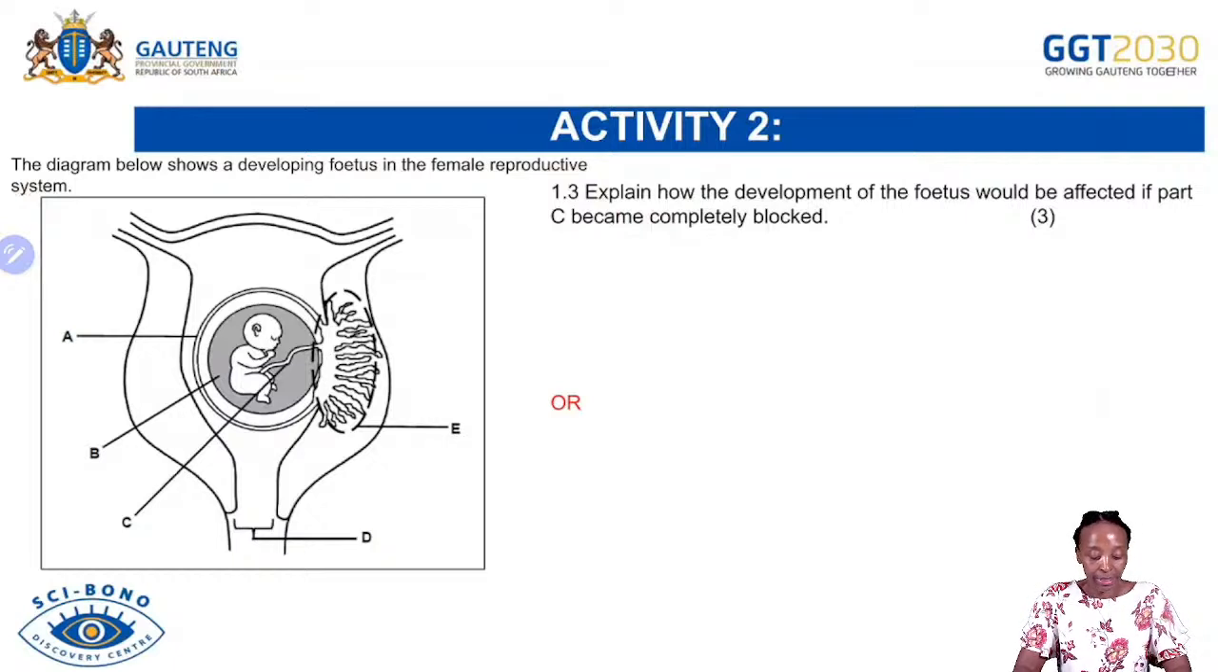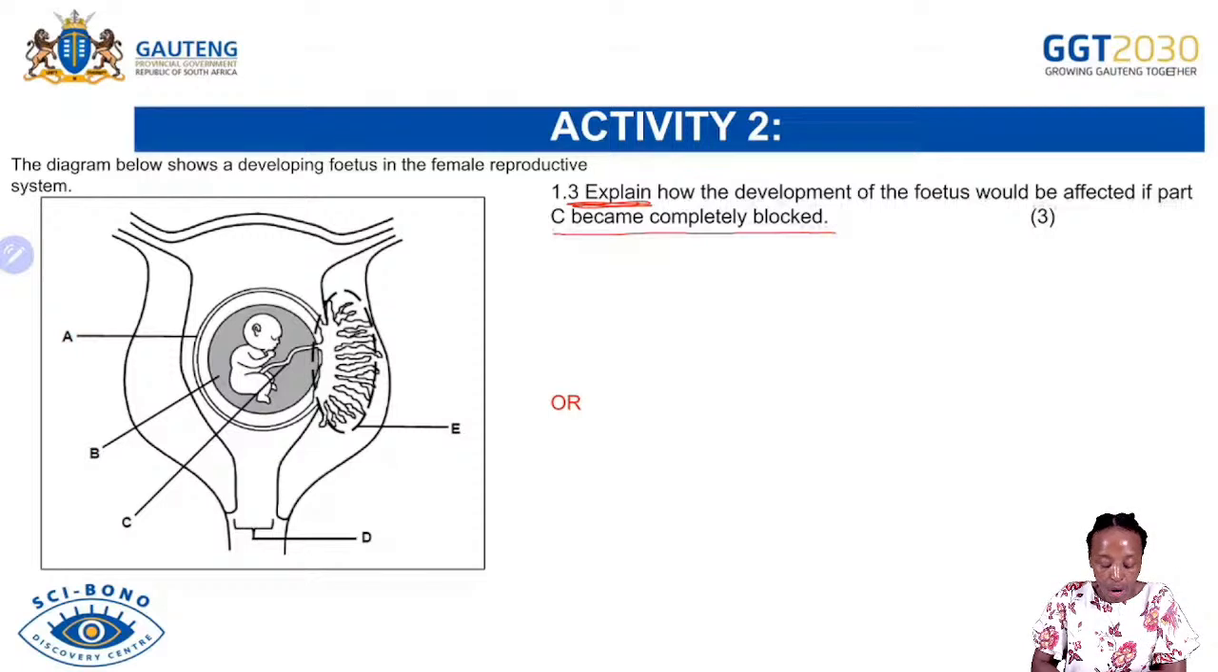Now, the next part, I'm still on the same diagram. Now the question says, explain how the development of the fetus would be affected if part C became completely blocked. So what is part C? Part C is the umbilical cord. Earlier, we were told that the umbilical cord has 1 vein and 2 arteries on it, and those are very important.